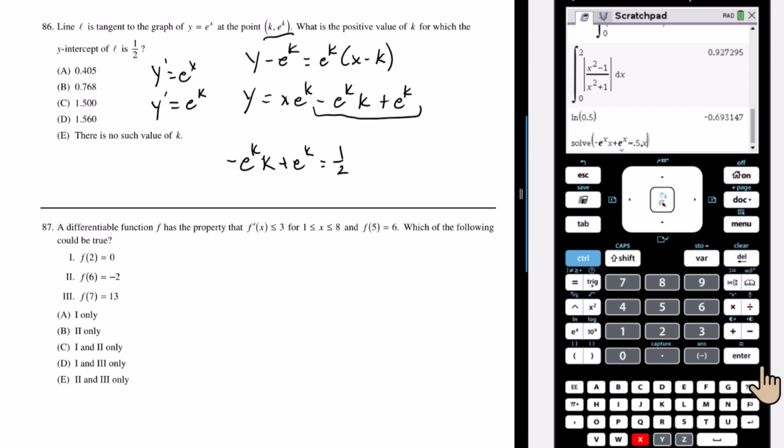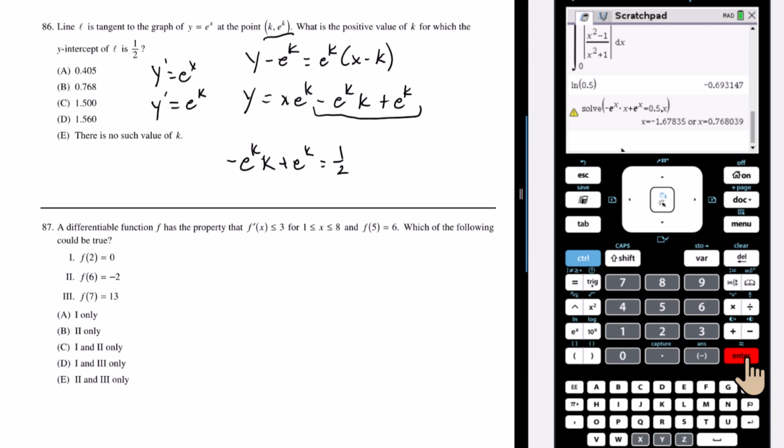You can do a numerical solve, but in this case, I already did solve. I was just going to say that you're going to get a warning sometimes, not an error message, a warning. If I click on that, it says it's a numerical solve and it may not be accurate, but it is. I won't say I haven't ever seen one that wasn't, but they're 99.9% of the time accurate. So this is 0.768, etc. Looks like letter B, and we're good to go.